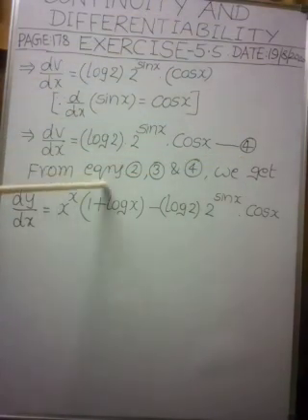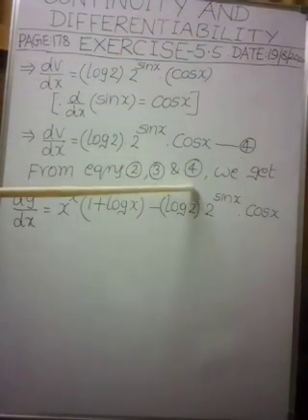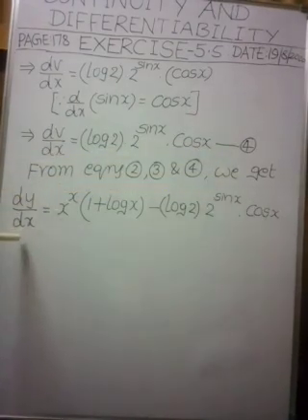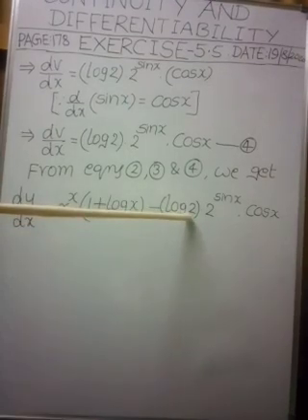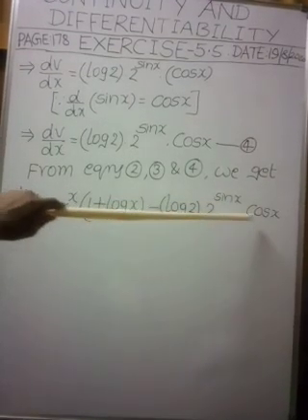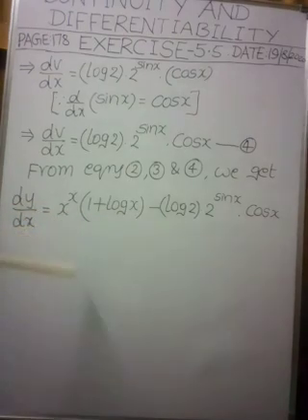So from the equations 2, 3 and 4, we get dy by dx is equal to x power x into 1 plus log x minus log 2 into 2 power sin x into cos x. This is the required differentiation of the given function. Understood, my children? Right.